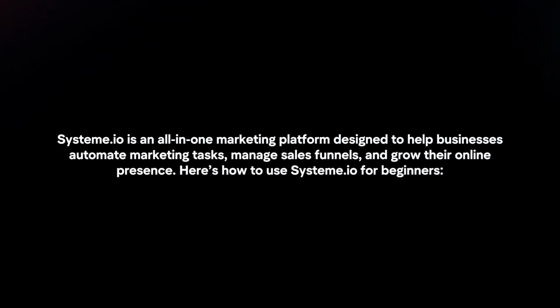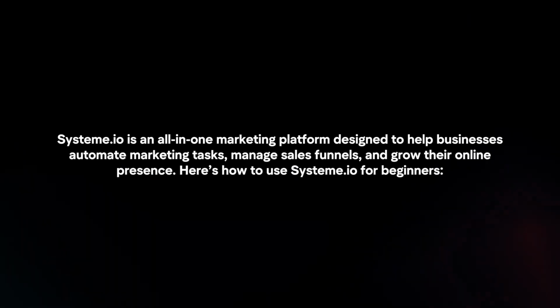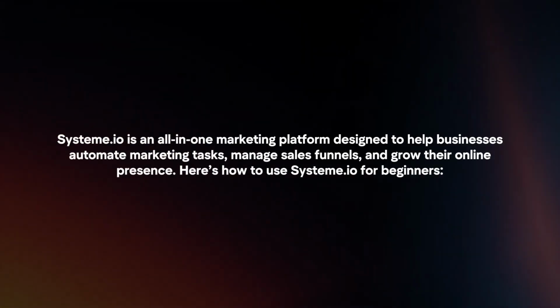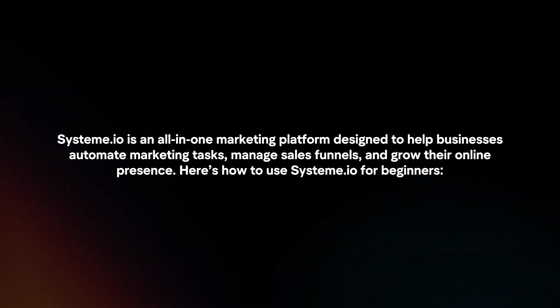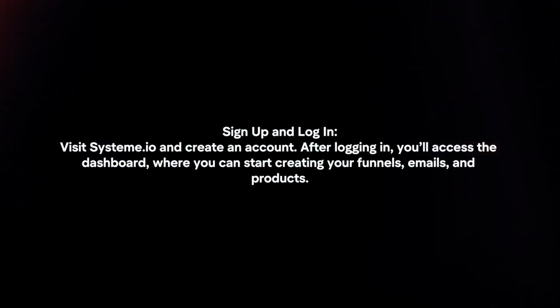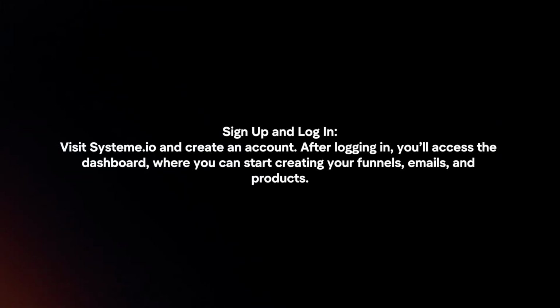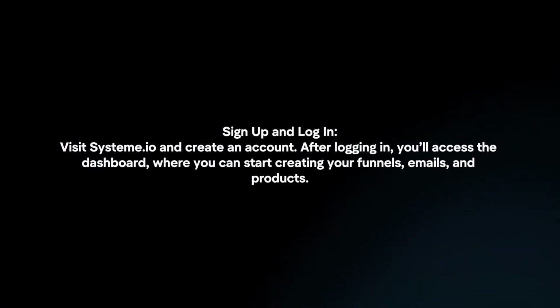System.io is an all-in-one marketing platform designed to help businesses automate marketing tasks, manage sales funnels, and grow their online presence. Here's how to use System.io for beginners. Sign up and log in. Visit System.io and create an account. After logging in, you will access the dashboard, where you can start creating your funnels, emails, and products.